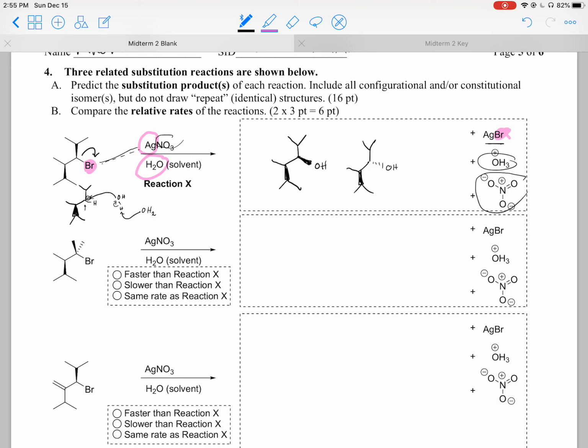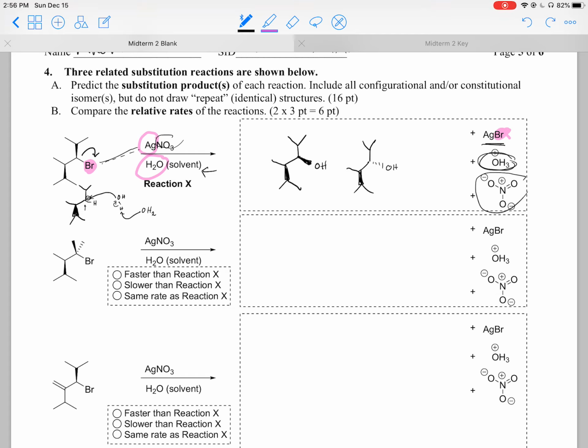And yeah, so that accounts for everything. We've got the silver bromide, we've got the H3O+ that comes from taking one of the water molecules in the solvent and deprotonating the extra hydrogen on these oxygens. We don't want those at the end, so we deprotonate those and we get left with H3O+ at the end, the nitrate from the silver nitrate, and we have our OH that replaced the leaving group.